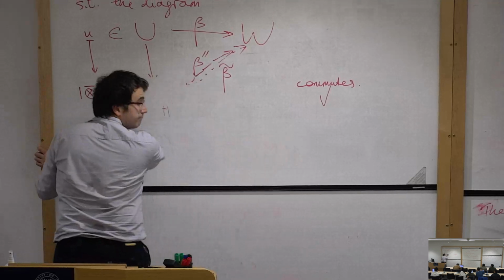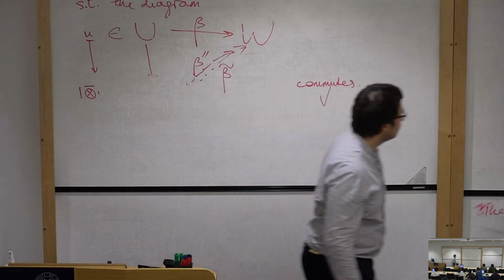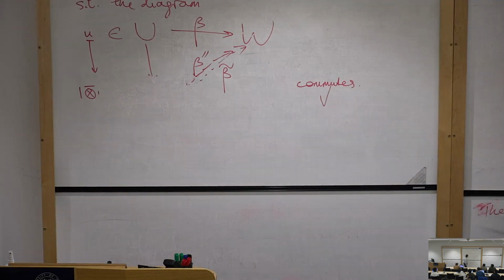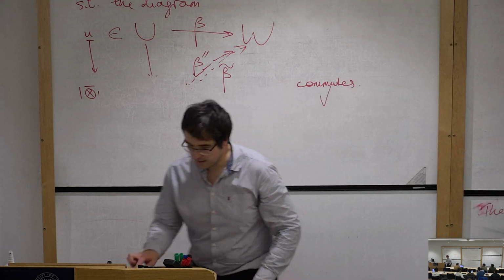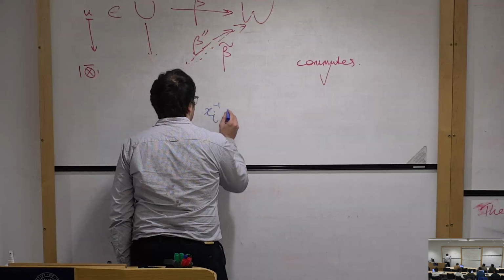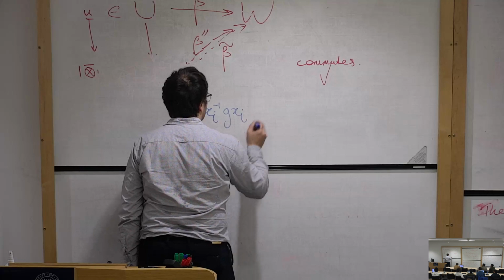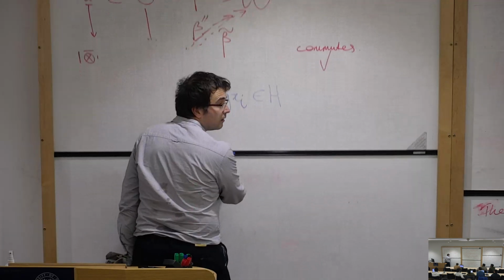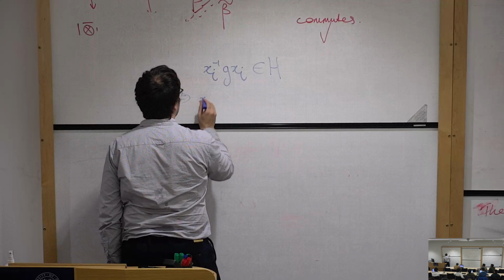Professor, why do we need I fixed by G? Because, so that xi equals xi is h. Because xi inverse g xi is in h, if and only if. Oh yeah, that makes sense.